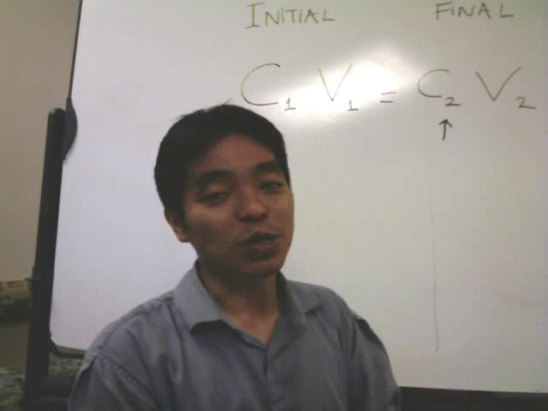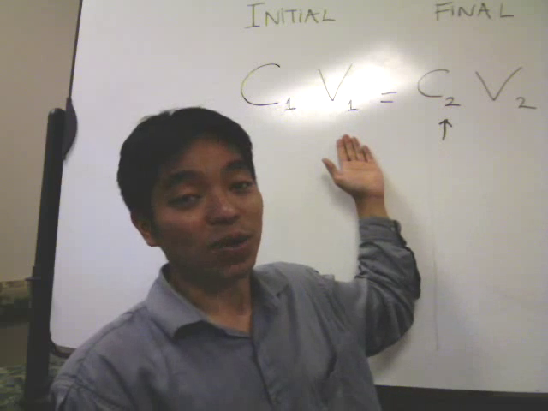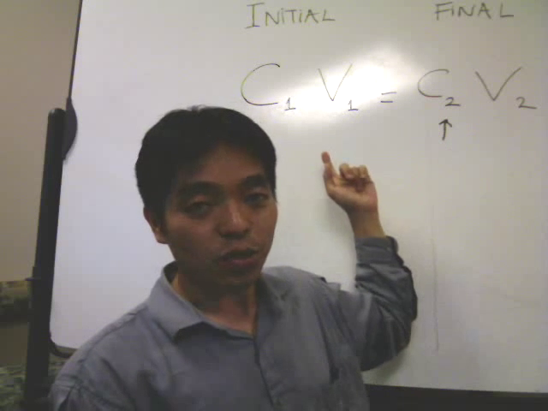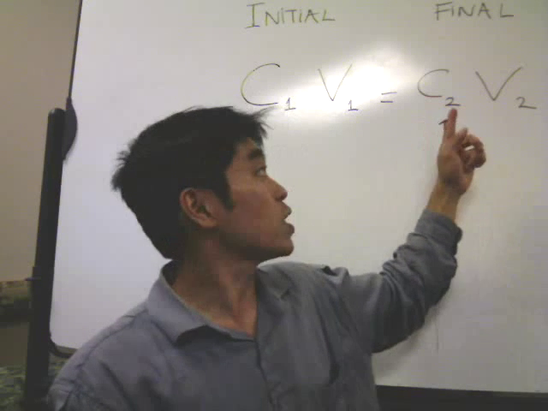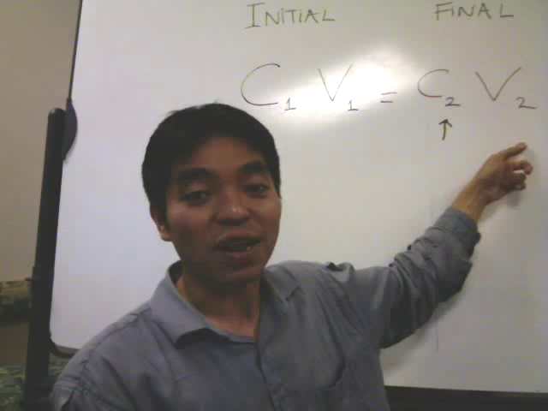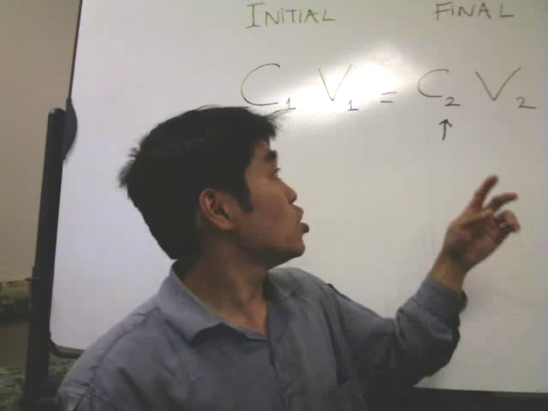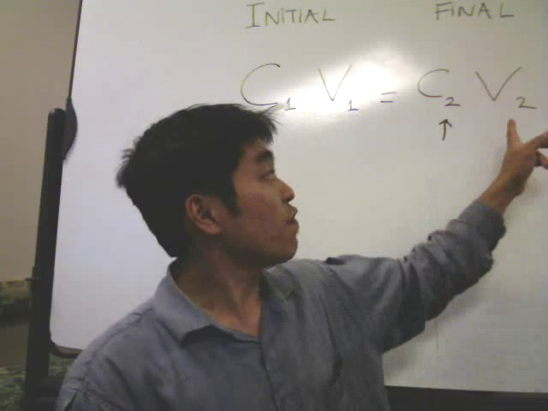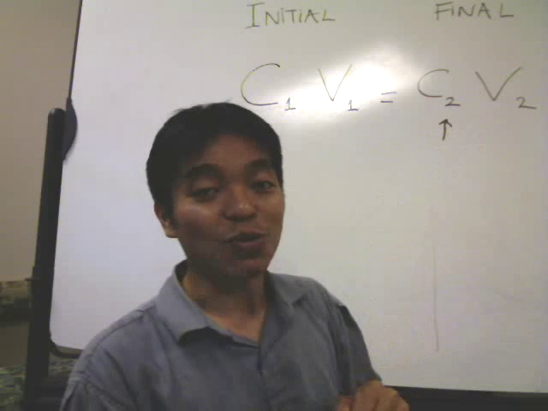One easy way you can do these problems is to employ this equation right here. C1V1 equals C2V2. Initial concentration times initial volume equals final concentration times final volume. In our case, you know the initial concentration and initial volumes. You also know the final volume, which is 2 plus 2 equals 4.